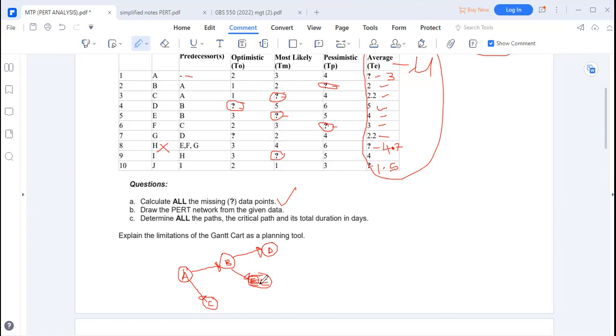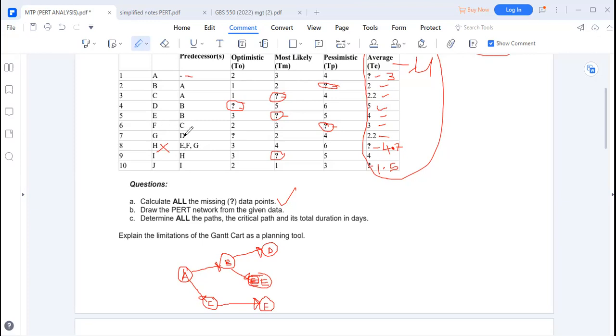Then we're getting down, after C, there is F. So after C has been completed, there is our F coming. So this is our F. Okay, so this is about how the network diagram is developed. So after C, there is F.